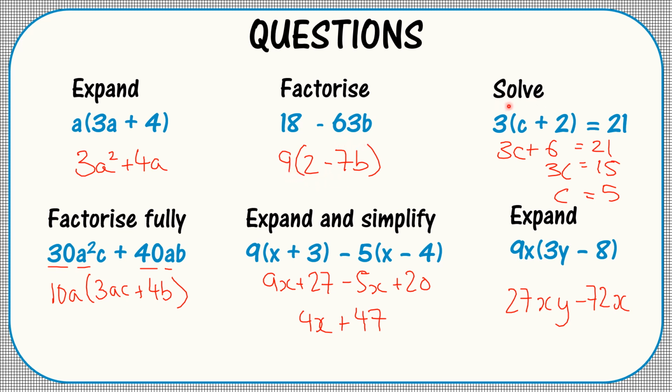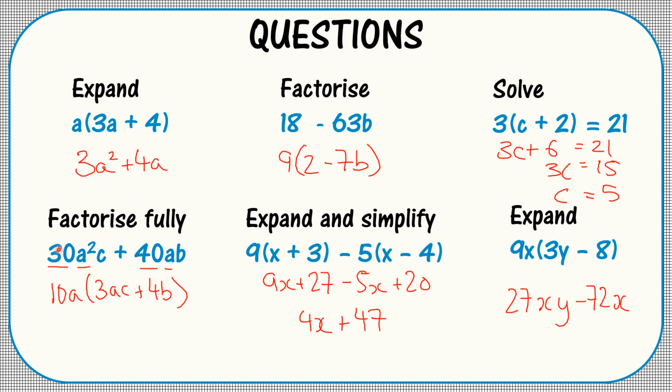The next question says solve 3 bracket c plus 2 close bracket equals 21. Again, we'll expand the bracket. 3 times c is 3c. 3 multiplied by 2 is 6. This is equal to 21. You take this 6 to the other side, so it's 21 minus 6, which equals 15. So 3c is equal to 15. How do we get rid of the 3? We divide both sides by 3. You are left with c is equal to 15 divided by 3, which equals 5. So the final answer is c equals 5.